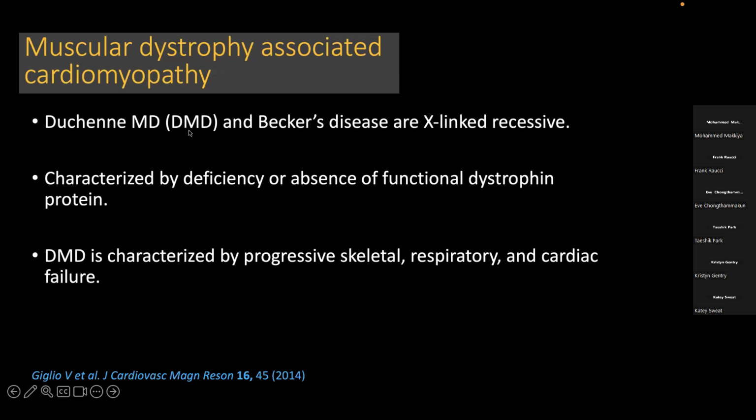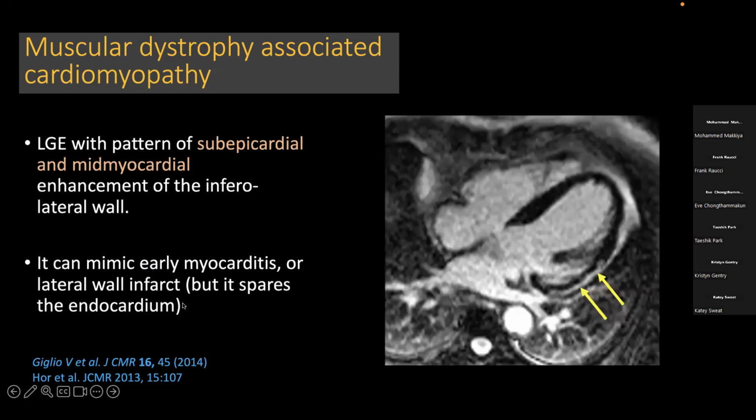In patients with Duchenne, usually the dystrophin protein is absent. In Becker's disease, this dystrophin protein is deficient or less functional compared to Duchenne muscular dystrophy. That's why it's a milder form of the disease. Duchenne is characterized by progressive skeletal, respiratory, and cardiac failure.